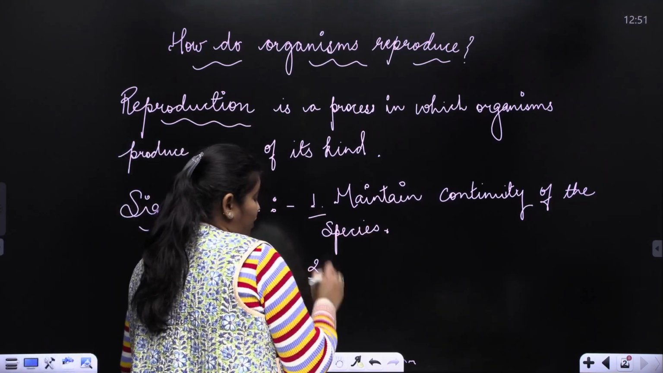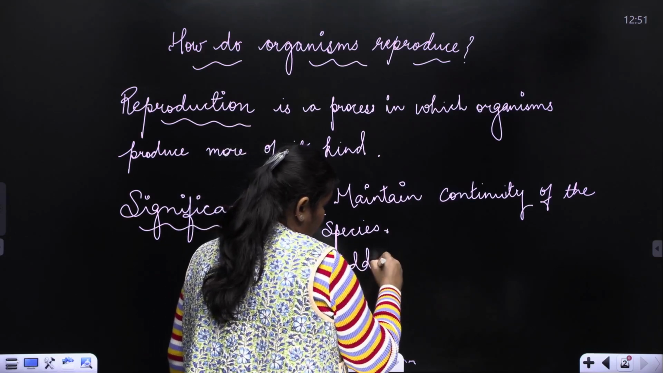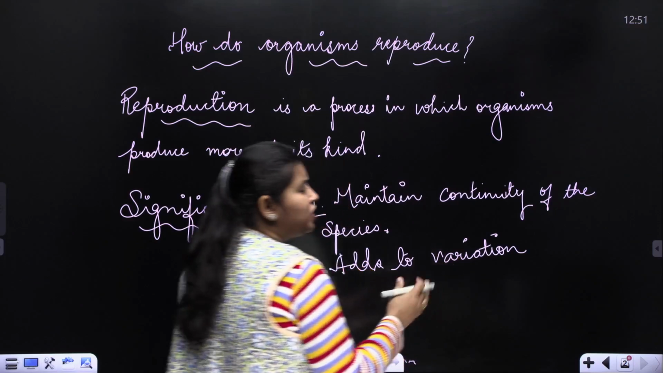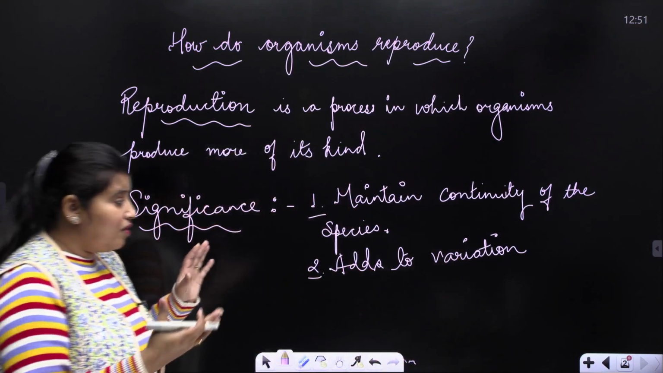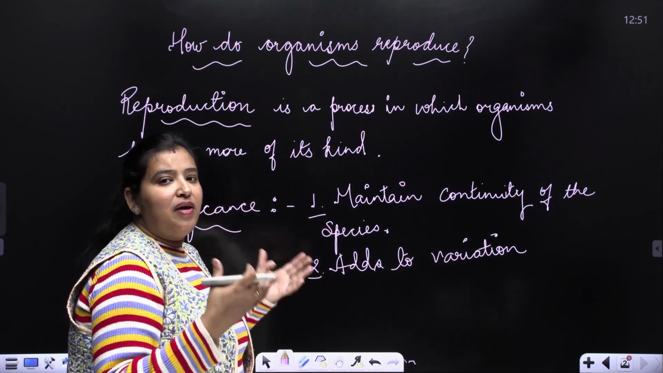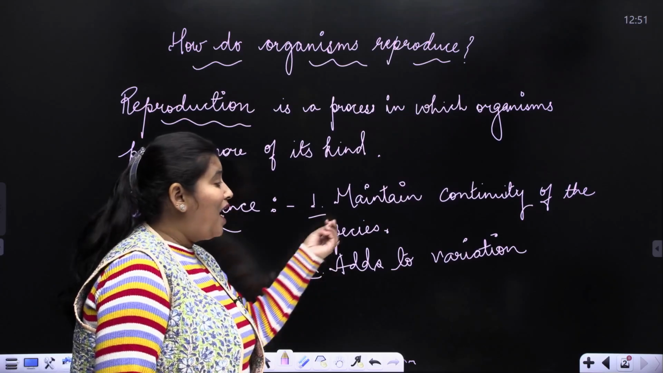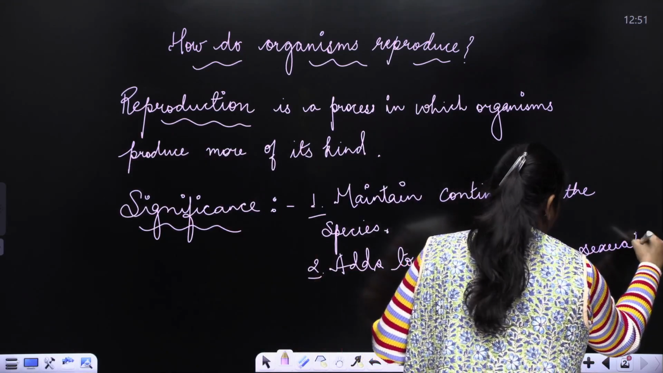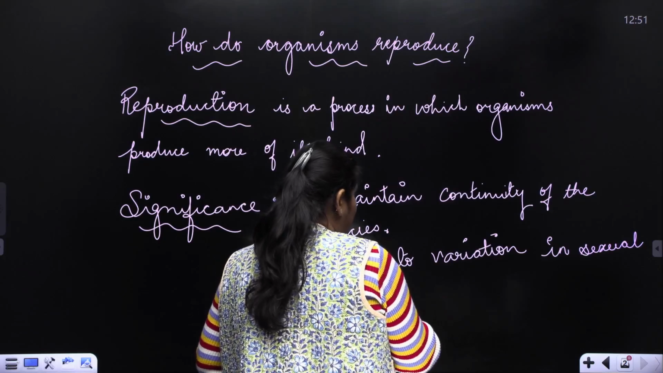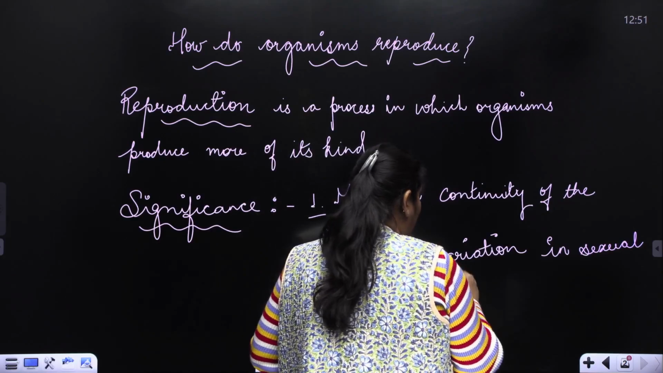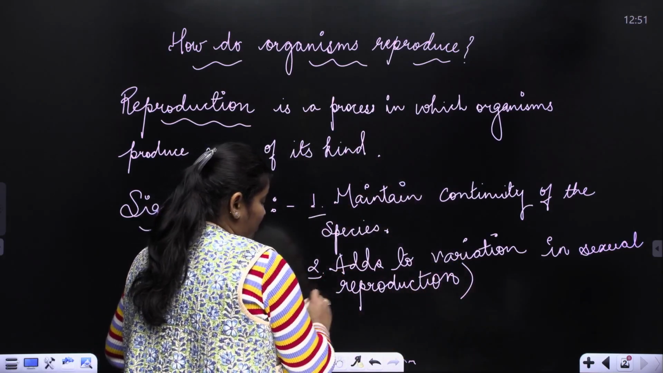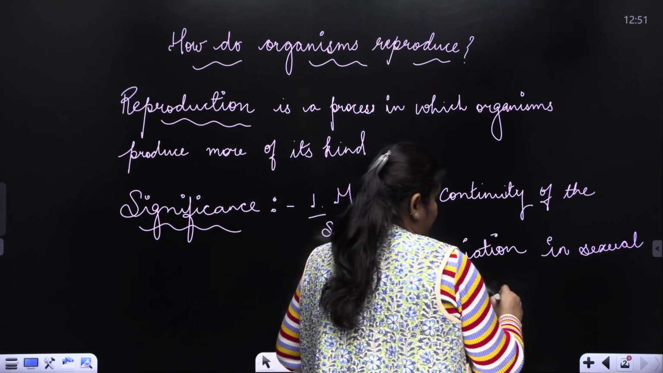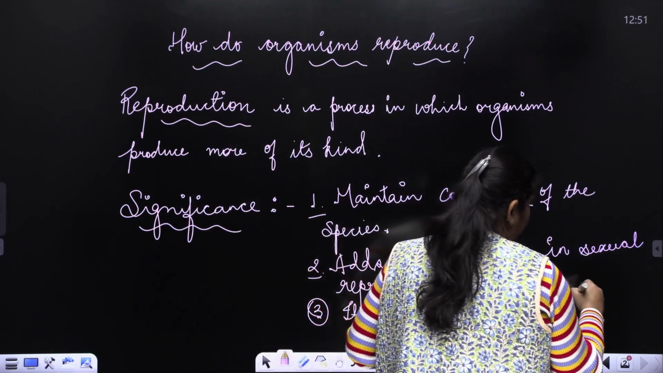Secondly, this important point, it adds to variations. Now, this significance is not particularly of all the types of reproduction. We will study the types of reproduction and we'll understand where it plays a role. But for here, you need to know that it adds to variation in sexual reproduction. In sexual reproduction, the variations are added. And because of this, it plays a role in evolution of species.